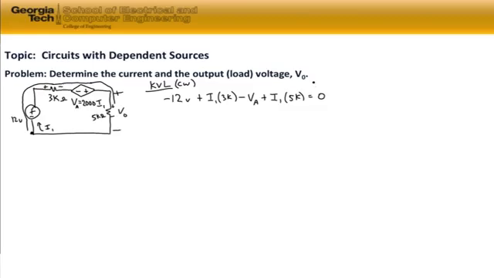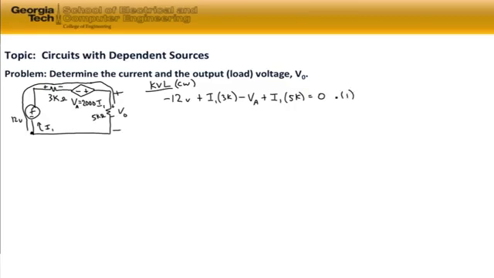It's minus 12 volts plus I1 times 3K, the voltage drop across a 3 kilo ohm resistor, minus V sub A since we hit the negative polarity of the dependent source first as we travel clockwise around the circuit, and then we have the voltage drop I sub 1 times 5K across the 5 kilo ohm resistance. And so that gives us an equation with two unknowns, I1 and V sub A. So that's our first equation.